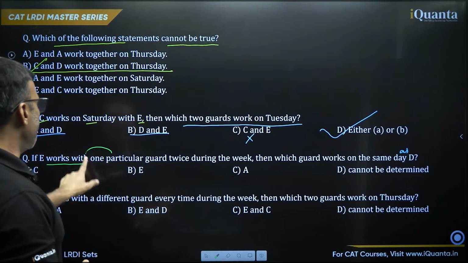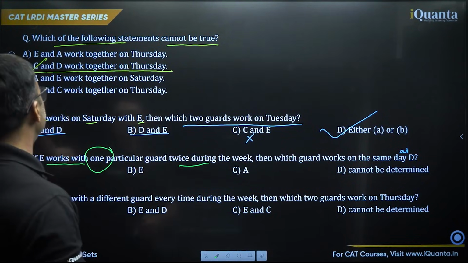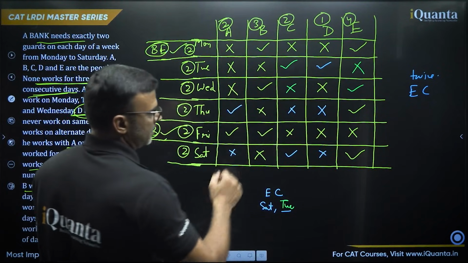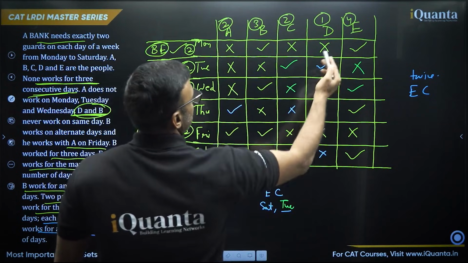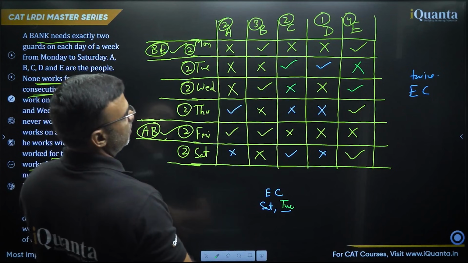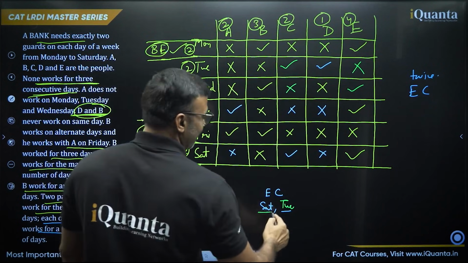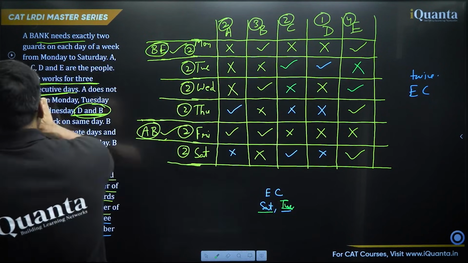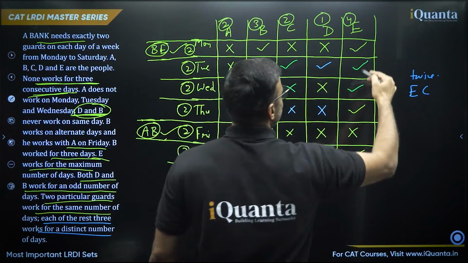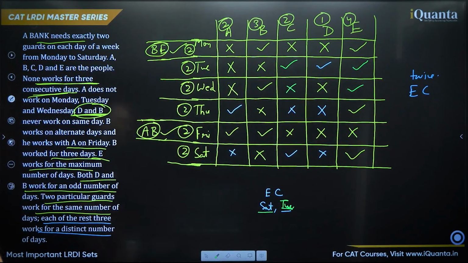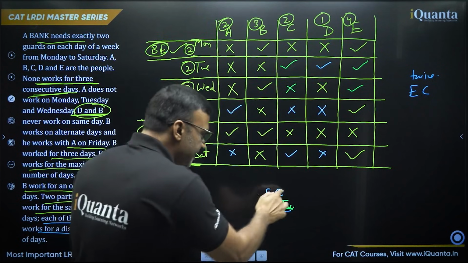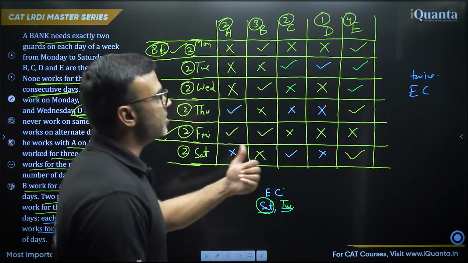If E works with one particular guard twice during the week, so if you come back to this, here what do you see? Look at this closely. So, we had to take EC together on Saturday, Tuesday. So what does that mean? Oh, nice. EC together, that would mean this one. So I think you can see that this is also not possible. All right. So EC Saturday and any other day is not becoming possible.